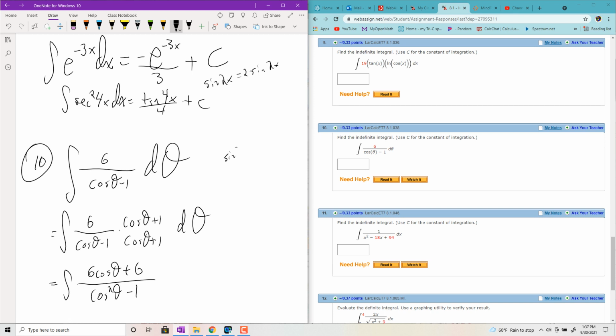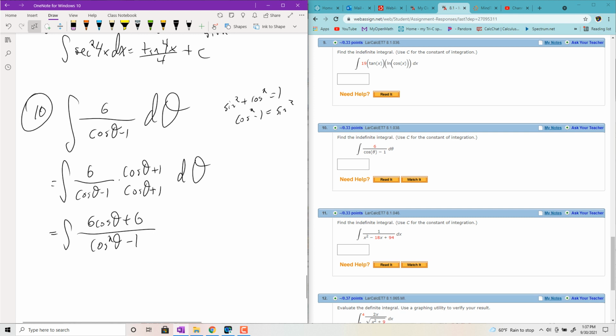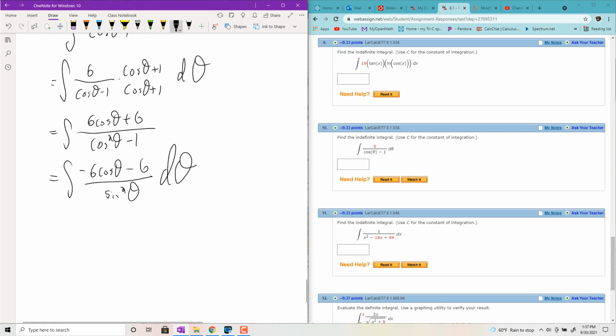Let's think about it again, right? Sine squared plus cosine squared equals 1. If I move the 1 over and move the sine squared over, I get cosine squared minus 1 equals negative sine squared. So I can replace cosine squared minus 1 with negative sine squared. I'm going to move the minus to the numerator, and I get negative 6 cosine theta minus 6 all over sine squared theta. I guess I'm going to do the whole thing.